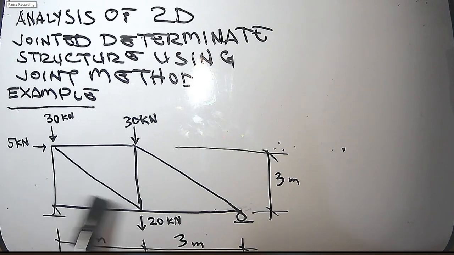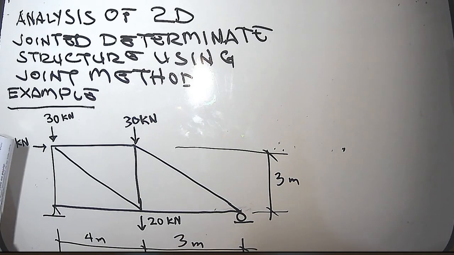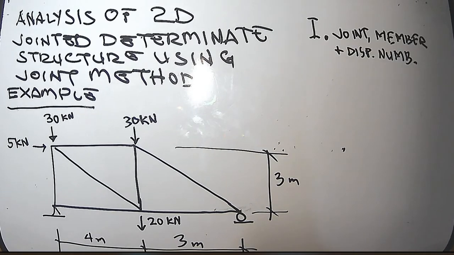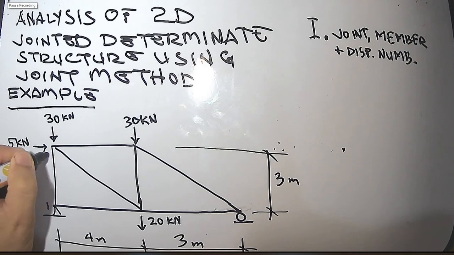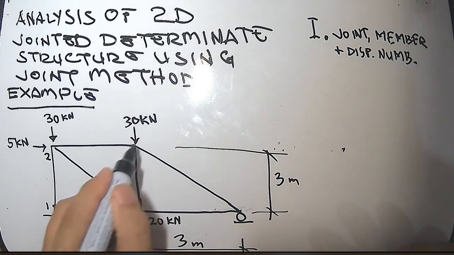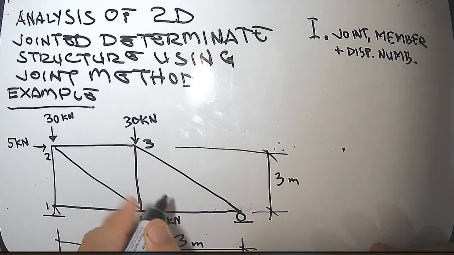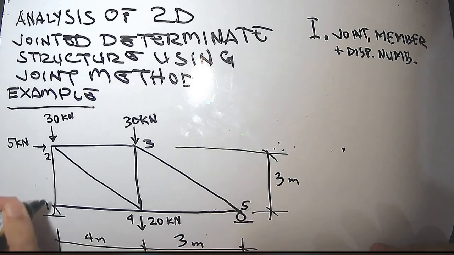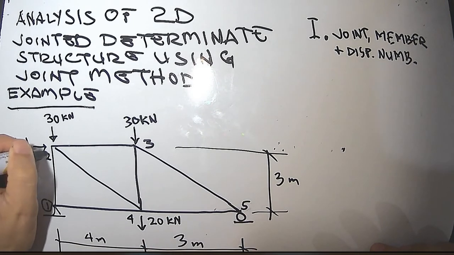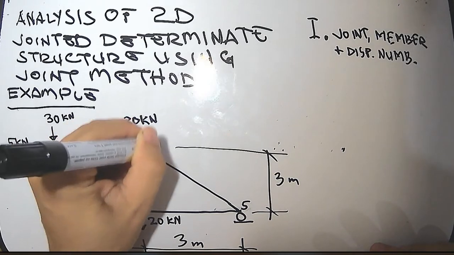So, we have here an example. Meron tayong figure. Then, we have the loads, and then the dimensions. So, part 1, we will do joint, member, and displacement numbering. Let's take this as number 1, and then 2, 3, 4, and then 5. So, bibilugan ko yung mga joints.